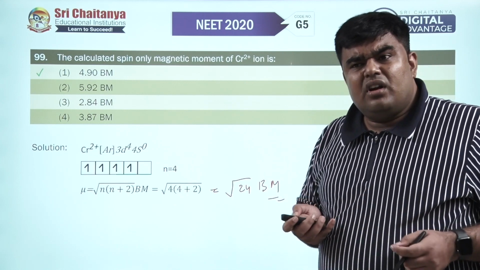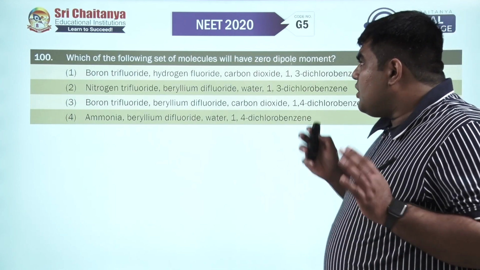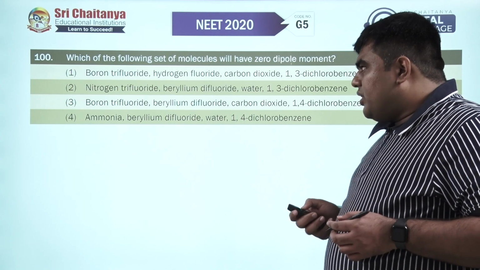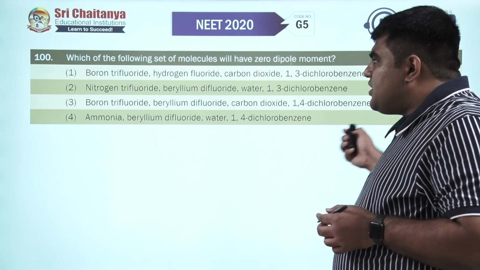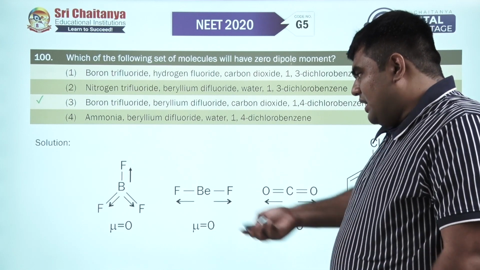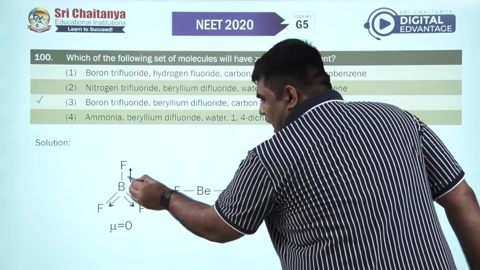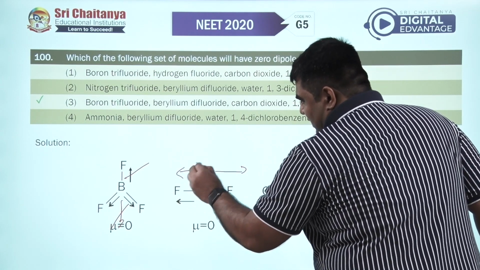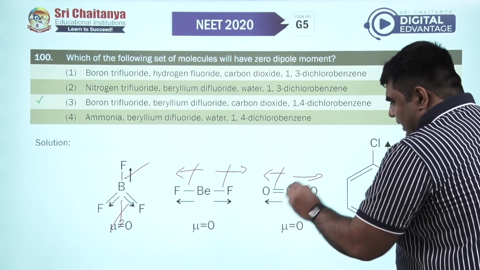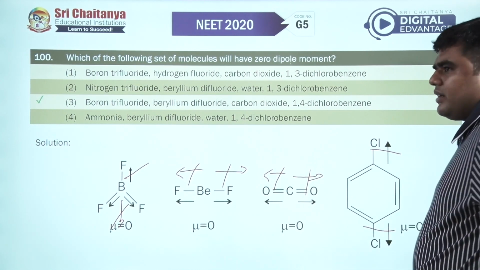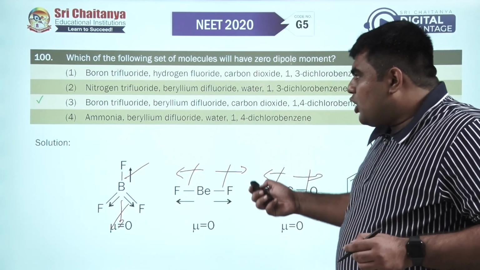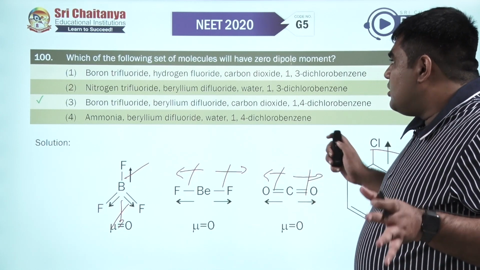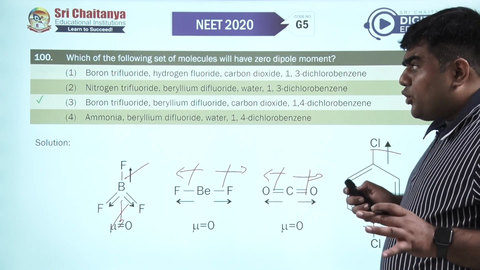Let's move to question number 100. Which of the following sets of molecules will have zero dipole moment? The third option has all the molecules which are going to have zero dipole moment. We have BF3, where the resultant of the dipoles cancels. These dipoles cancel each other, and finally this dipole cancels this dipole. So finally in the third option every molecule has a zero dipole. So the third option is correct for question number 100.